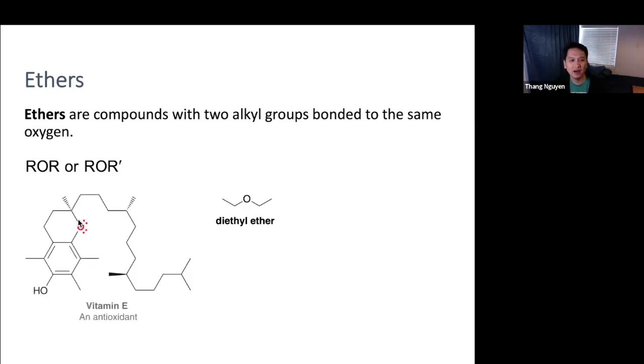But the R's could be different. So ROR prime, for example, this R is quite different from this R, right? You can see this R is connected to this benzene ring. This R is just single bonds all over. So that's why the prime is there. So this is vitamin E, an antioxidant. You can see it has an ether moiety in there.